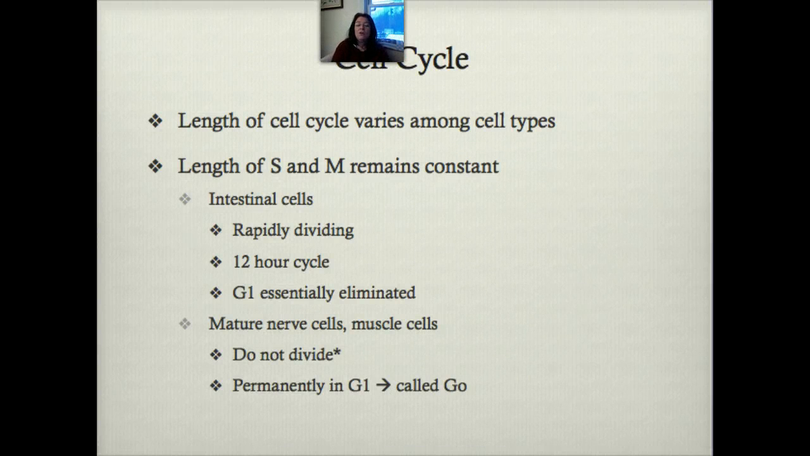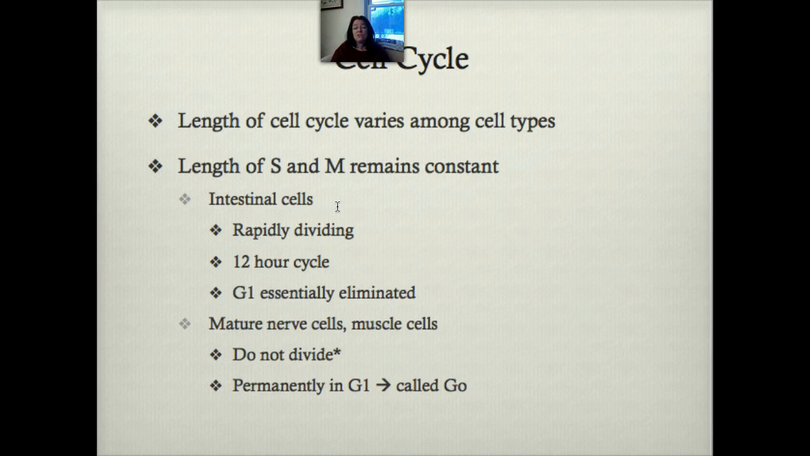Okay, so we've studied the cell cycle quite a bit over the past many decades, and we've studied it in different cell types because the length of the cell cycle varies depending on the type of cell that you're looking at. It takes some cells a relatively short amount of time to divide, while other cells take a much longer time to divide. Interestingly enough, the S phase and the M phase stay relatively constant no matter what cell type you're talking about. So, for example, intestinal cells are one of the cell types that divide very rapidly.